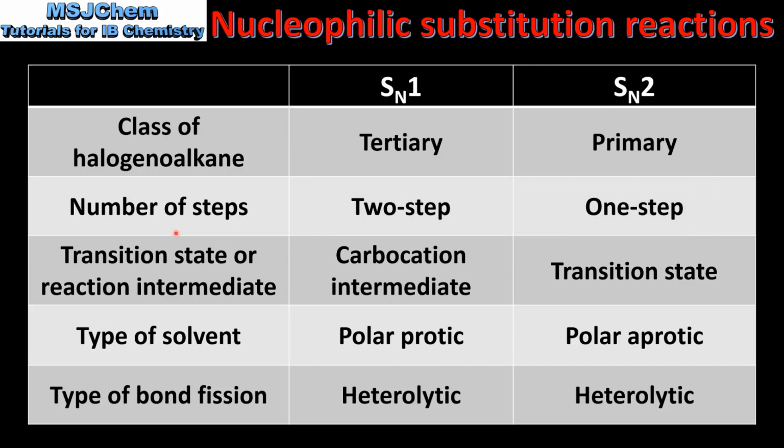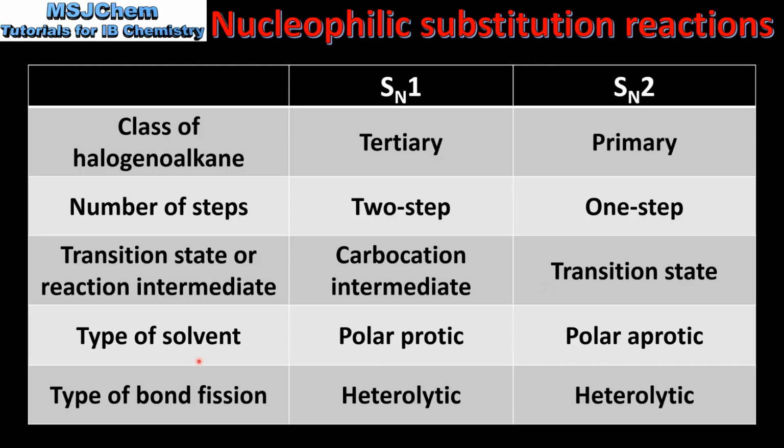Next is the number of steps. SN1 is a two-step reaction. SN2 is a one-step reaction. Next, we have transition state or reaction intermediate. The SN1 mechanism involves the formation of a carbocation intermediate. The SN2 mechanism involves the formation of a transition state.